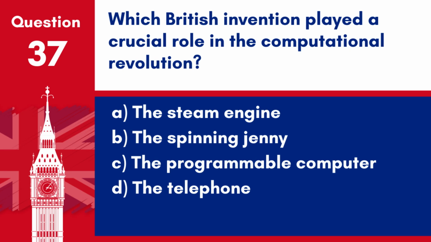Question 37. Which British invention played a crucial role in the computational revolution? A. The steam engine. B. The spinning jenny. C. The programmable computer. D. The telephone. Answer. C. The programmable computer. British mathematician and logician Alan Turing played a key role in the development of theoretical computational science, leading to the modern computer.